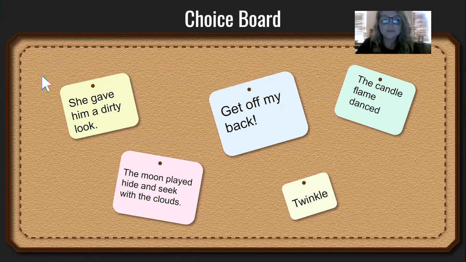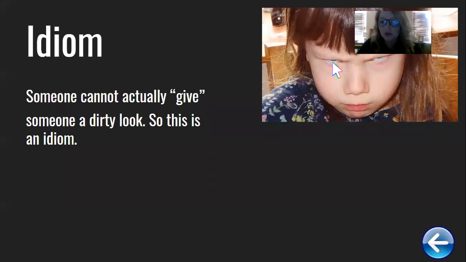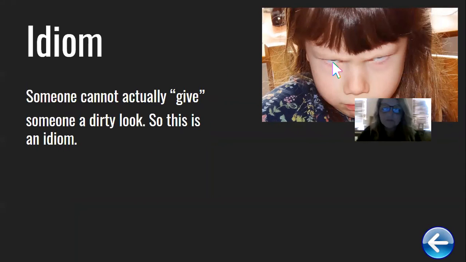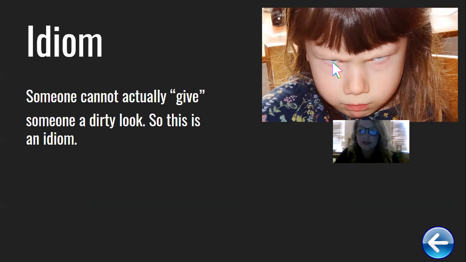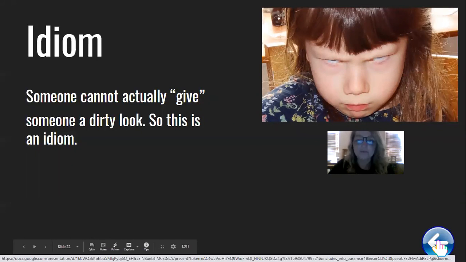Let's go ahead and check. It's an idiom, okay? Look at the little girl giving a dirty look to somebody. Someone cannot actually give someone a dirty look. So this is an idiom. So you don't actually hand over or give somebody a dirty look. So you can see where that's an idiom. It's making a point, but it's not the literal meaning, okay? We're not literally handing somebody a dirty look, okay? So there's a good example of an idiom.